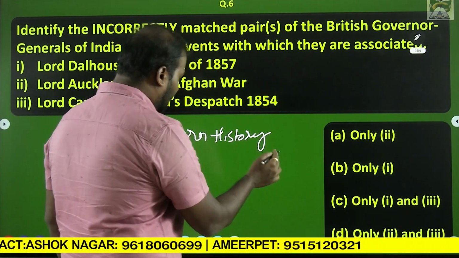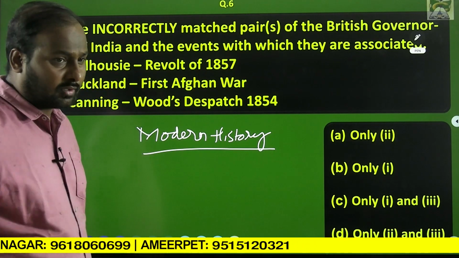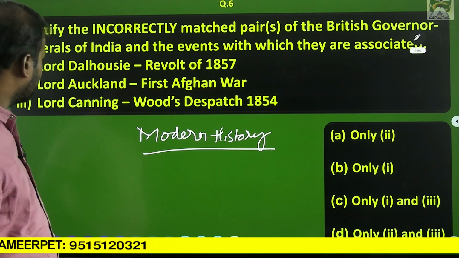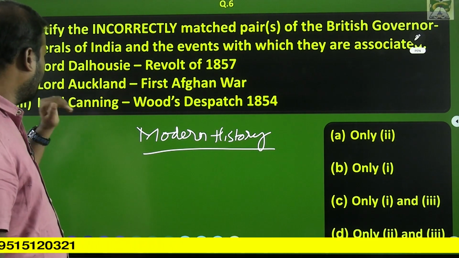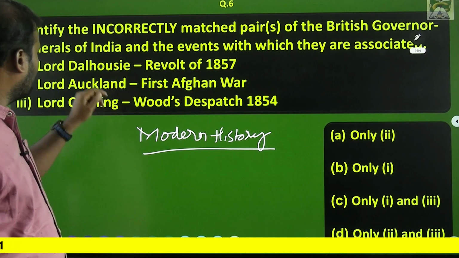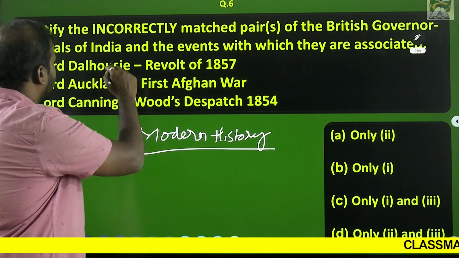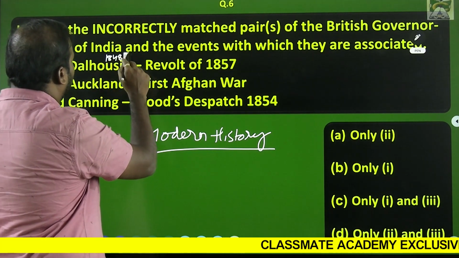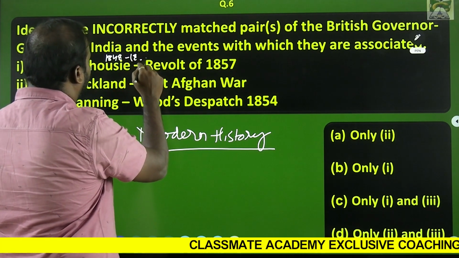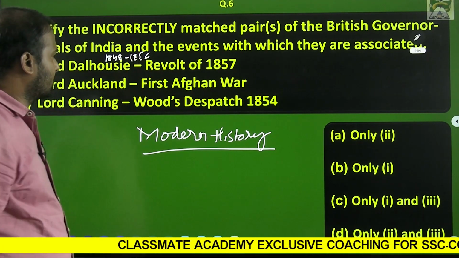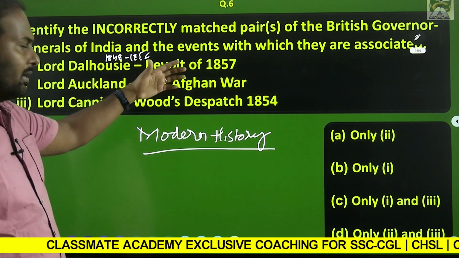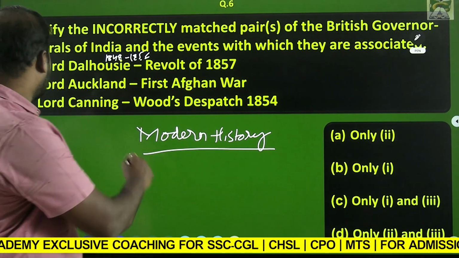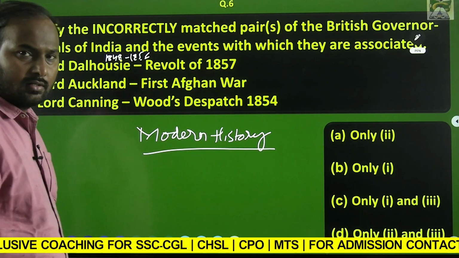And that too, they are talking about Governor Generals, and almost all the questions are previous questions, previous SSC questions as well. For example, Lord Dalhousie, Lord Auckland, and Lord Canning. Remember that Lord Dalhousie was the Governor General from 1848 to 1856. So by this time, there was no Sipai Revolt of 1857. So when the Sipai Revolt took place, obviously Lord Canning was the Governor General.